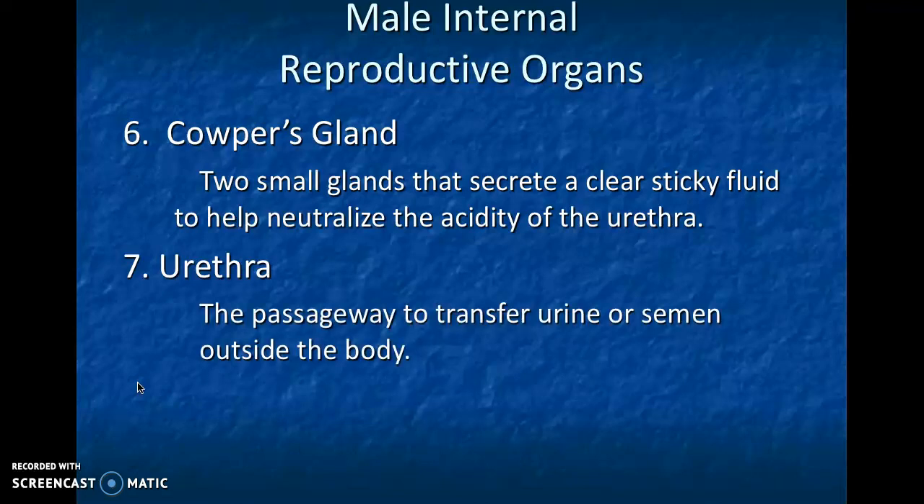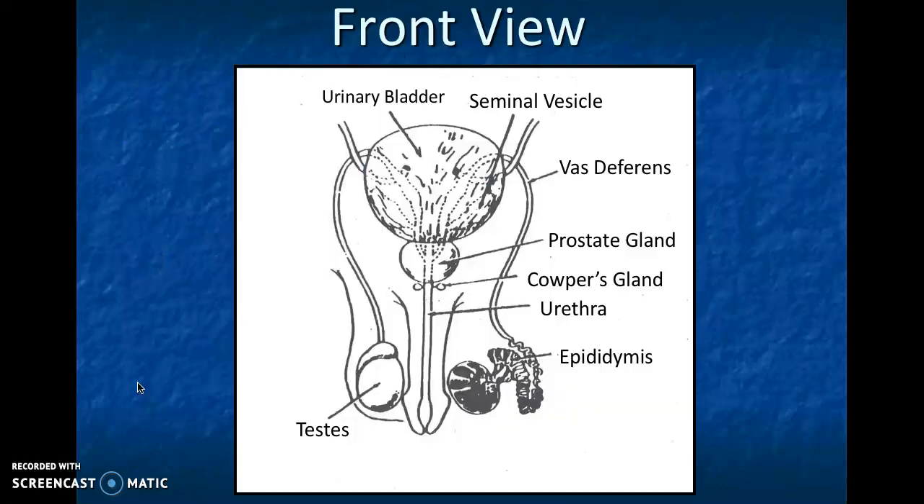Okay, and then the urethra is the passageway to transfer urine or semen outside the body. All right, so that's a 5-minute rundown of the male reproductive organs. Hopefully that helps a little bit.